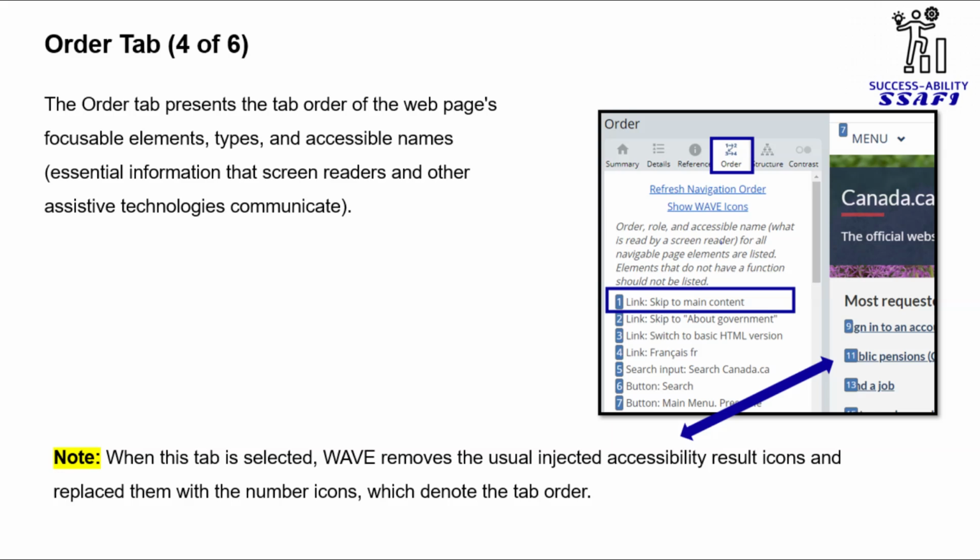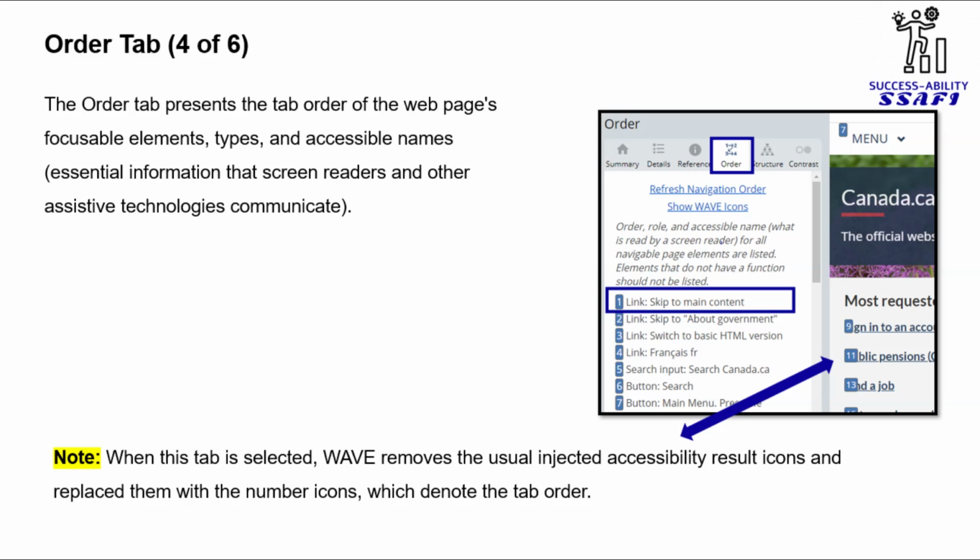Order tab, 4 of 6. The Order tab presents the tab order of the web page's focusable elements, types, and accessible names, which are all essential information that screen readers and other assistive technologies communicate. Note: when the Order tab is selected, Wave removes the usual injected accessibility result icons and replaces them with number icons, which denote the tab order.